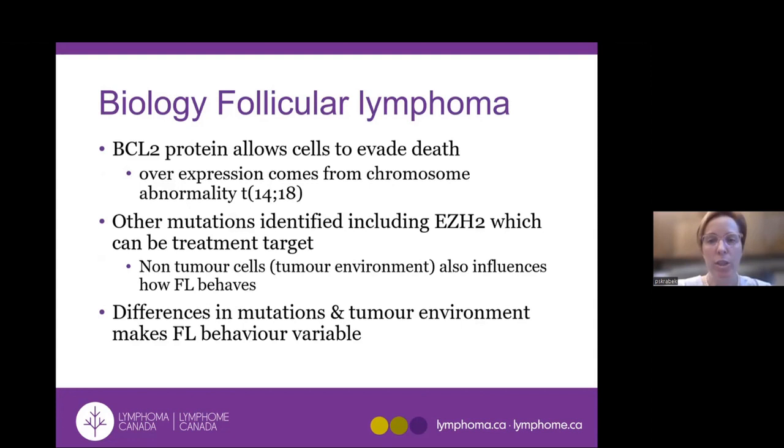So a bit about the biology of follicular lymphoma. One of the hallmarks that's seen in many or most patients is overexpression of a protein called BCL2. This is a protein that allows cells to evade death. So this is one of the features of follicular lymphomas. The cells don't die when they're supposed to, and so they just slowly accumulate. This overexpression comes from a chromosome abnormality that results in the BCL2 gene being active.